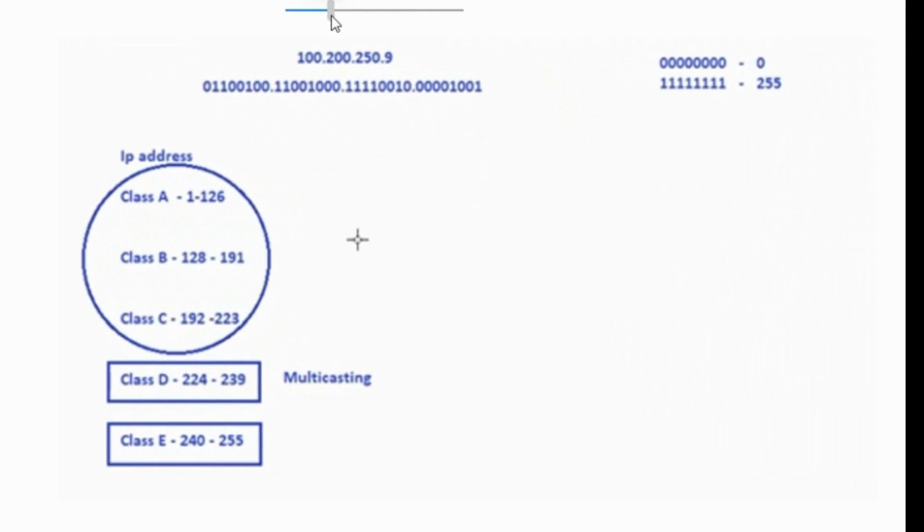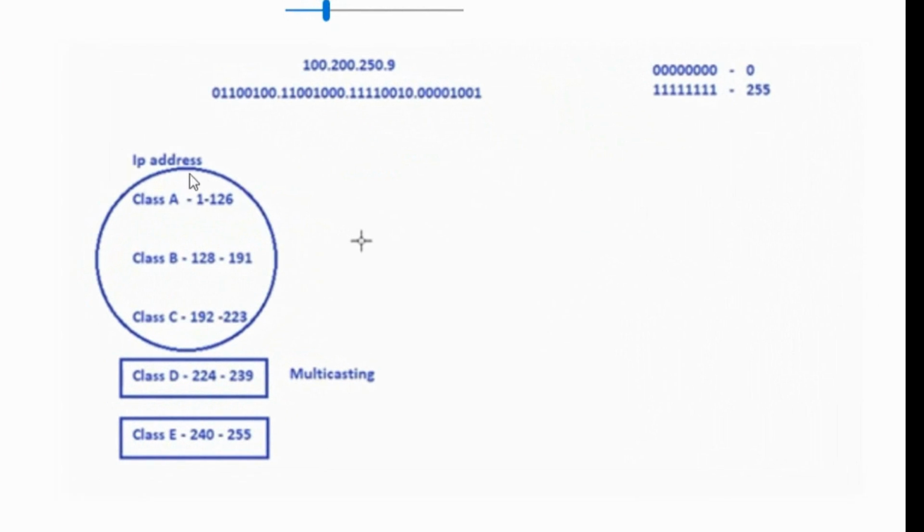I've also explained to you before I move forward the IP address classes, which is class A, class B, and class C, and also explained about class D and class E. So I hope you understand this. This is how we get from decimal to binary format. That's how you have to calculate the algorithm.